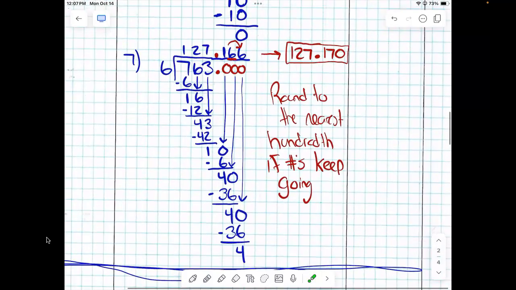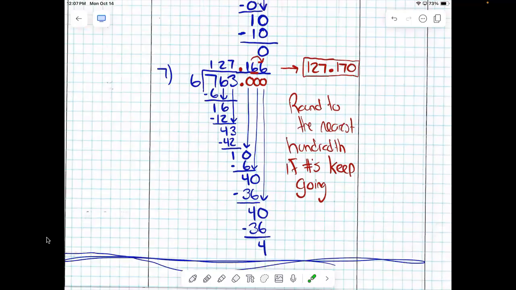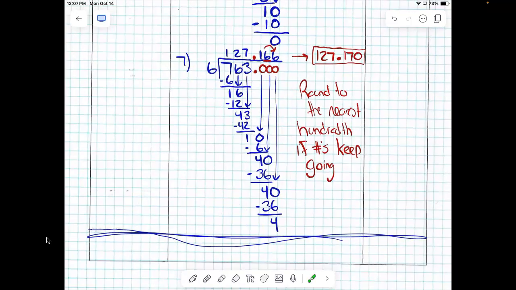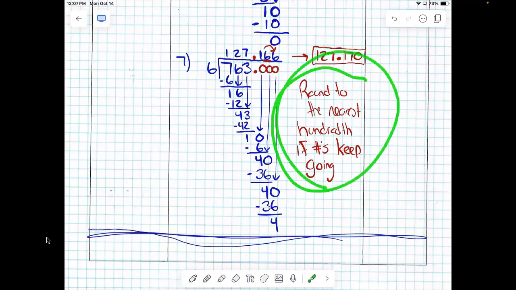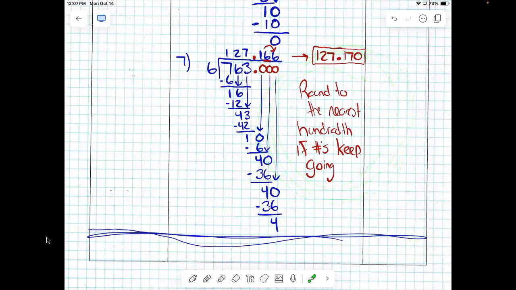Okay, the only part that's any different than that, eyes are still up here. What if the number keeps going? So I added my 3 zeros here, and I still have a remainder. I still have a number left, and I'm out of zeros. What are we always going to do if we continue to have to keep bringing numbers down? Round to the nearest 100. We okay?